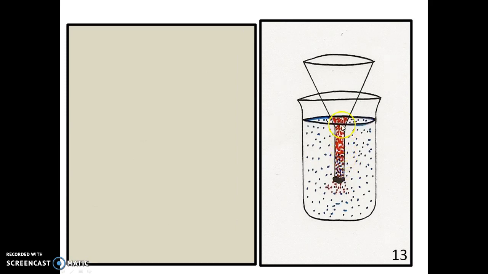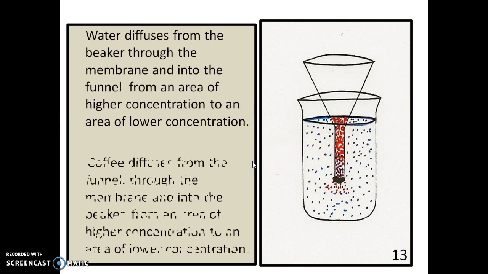So what's going to happen is the coffee wants to move from high to low concentration. Because this membrane is permeable to coffee, the coffee is going to move from high concentration in the funnel to low concentration within the beaker. And the water is actually also going to move from high to low, from in the beaker to in the funnel. So they're kind of like switching places. And this is going to continue to happen until when?